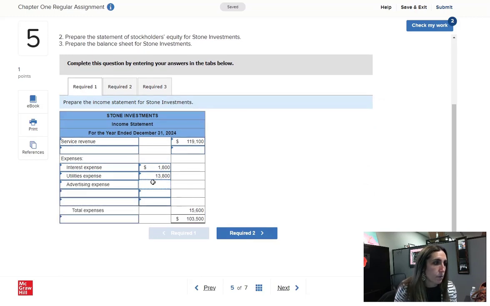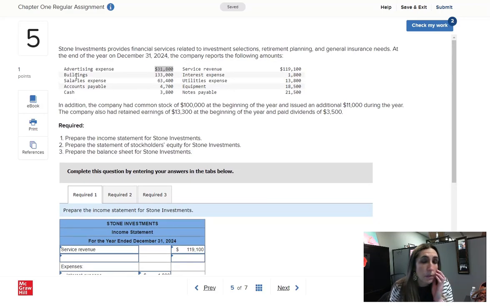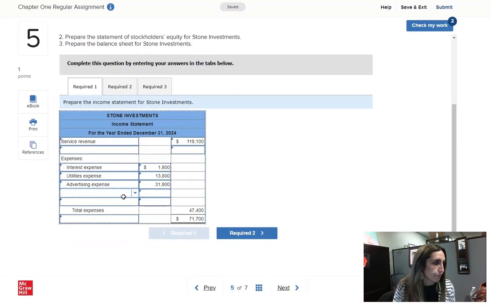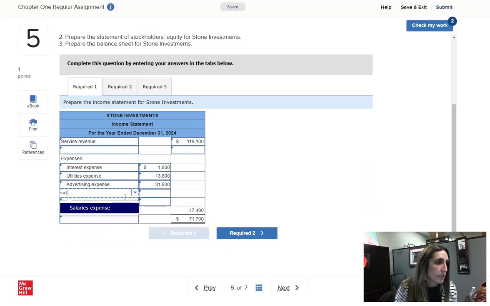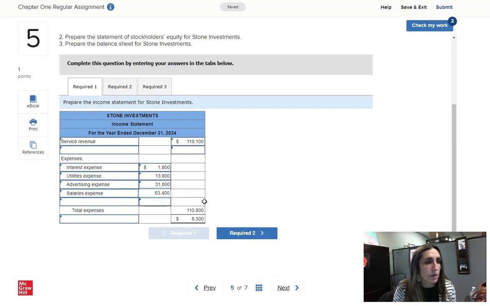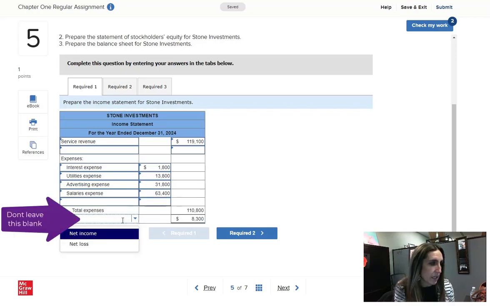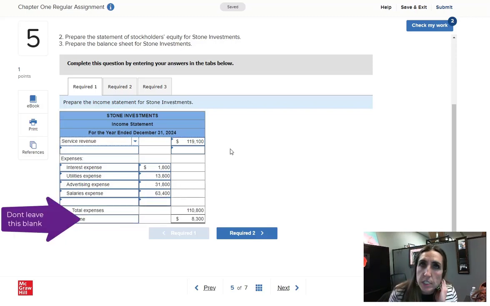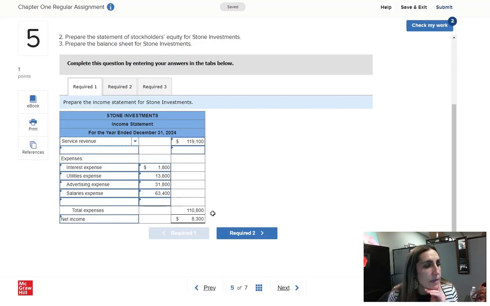Advertising expense, $31,800. And I will see below that, buildings is not an expense, it's an asset. So I'm not going to list that. Salaries expense, $63,400. When I have all the expenses listed, I will see if my expense total here, it already sums it up for me, is greater than or less than my revenue. When the revenue is greater, we call it a net income, meaning you have charged your customers more than it cost you to provide this service by $8,300.